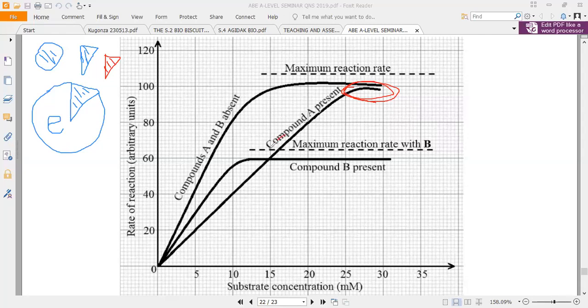But look here, at this point, what is happening? At this point, the rate of reaction is still low compared to this point here, when the inhibitors were absent. At this point, the substrate and the inhibitor were still competing for the active site. So when you increase the substrate concentration, the inhibitor is going to be outcompeted. That's why you see here we have a very high maximum rate of reaction, almost close to when the inhibitors were absent. So that is a competitive inhibitor.